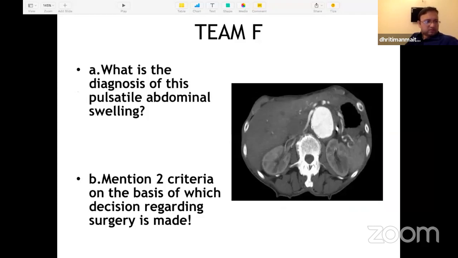This question is for Anirban. What is the diagnosis of this pulsatile abdominal swelling? Mention 2 criteria on the basis of which decision regarding surgery is made.